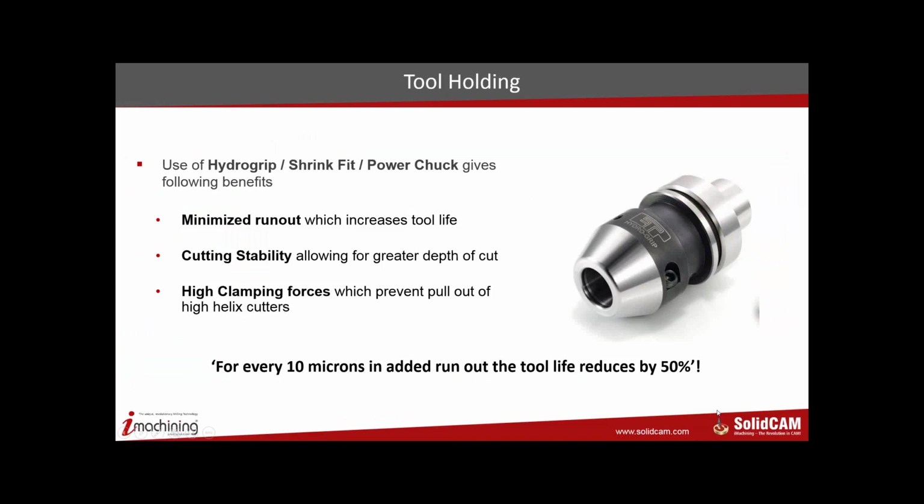The other very important thing I noticed from Sandvik is that they mention very explicitly in their manuals for cutting super alloys that for every 10 microns added runout, the tool life goes down by 50%. So the holding is extremely crucial here. Hydro grip, shrink fit, and power chuck give you the minimal tool runout. So it's important that even after holding the tool in these, you check if the tool has got a runout. Because if it does, then there's something wrong with the holding, and a runout can actually decrease your tool life considerably.